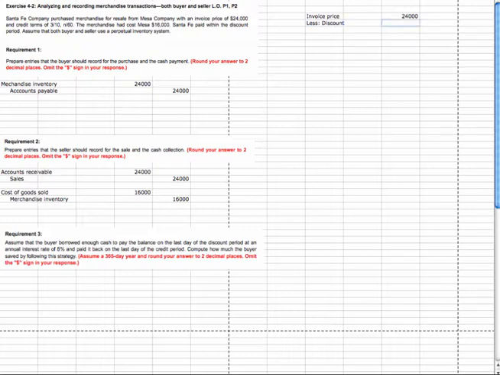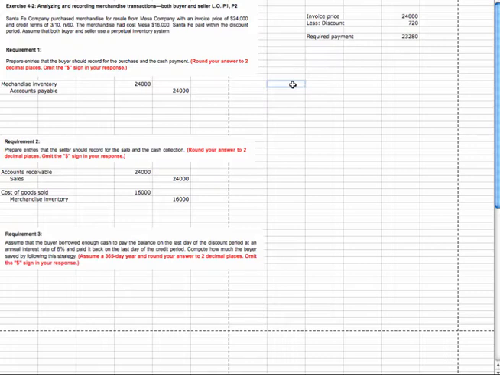So we can put a formula here and say take the invoice amount times 3%. We're going to get a $720 discount. So the required payment will be the difference, which is the $24,000 minus the $720. So we're going to pay $23,280 in cash. So Santa Fe is going to pay cash of $23,280.